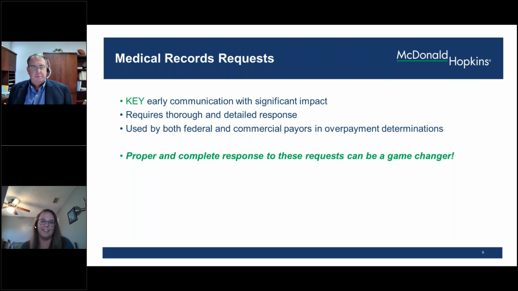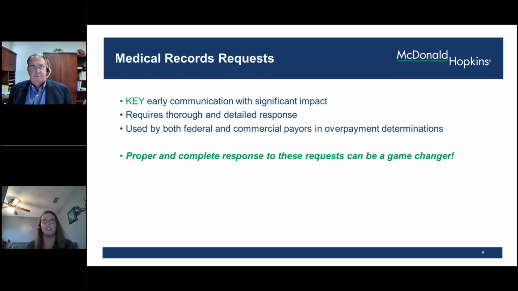Medical records requests. These are my favorite overlooked document. These are really key early communications with significant impact. I really can't emphasize enough how important a thorough and detailed response to a medical record request is to limiting or avoiding an overpayment demand. These are also critical in the recent rash of enrollment revocations that I've seen, where I think enrollment revocation could have been avoided. And some of those revocations are done without notice, which means you don't know that suddenly you're not allowed to bill Medicare anymore, and you don't have the opportunity to make a business plan for how to deal with that while you're going through the appeal process.